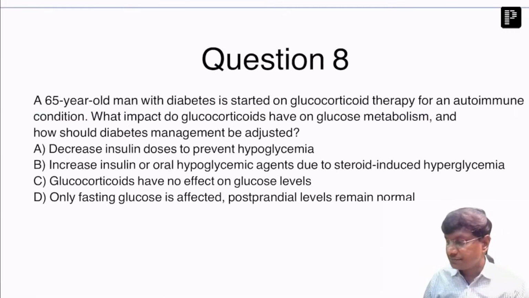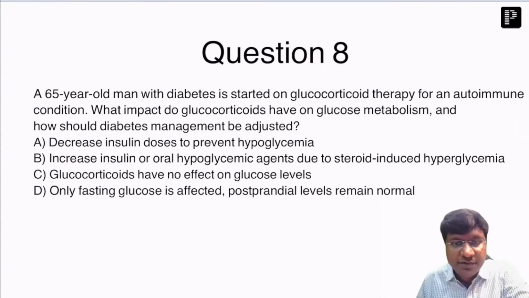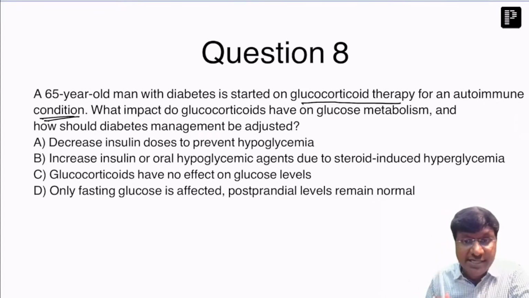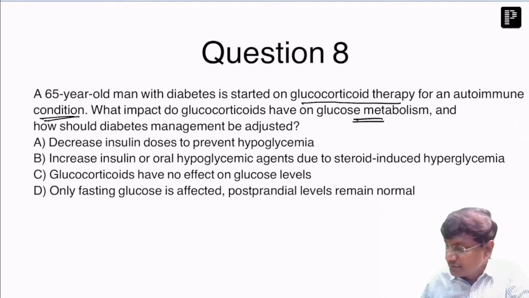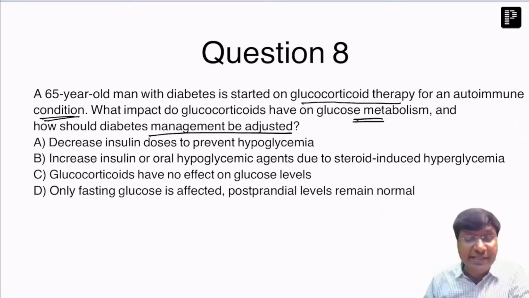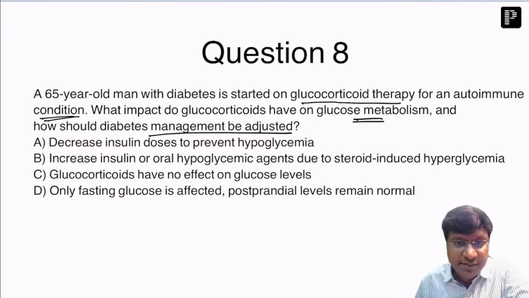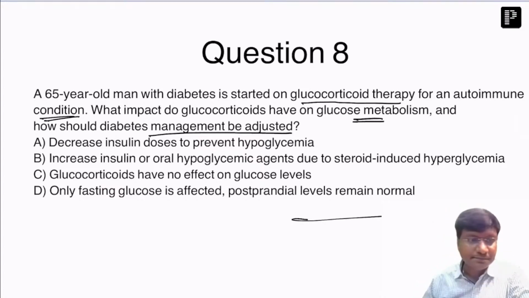Okay, next question. A 65-year-old man with diabetes is started on glucocorticoid therapy for an autoimmune condition. What impact do glucocorticoids have on glucose metabolism, and how should diabetes management be adjusted when the individual is on steroid therapy? Decrease insulin dose to prevent hypoglycemia, increase insulin or OHA due to steroid-induced hyperglycemia. Glucocorticoids have no effect on glucose levels. Only fasting glucose is affected. Postprandial levels remain normal. What is the correct statement? When the patient is on glucocorticoid therapy, what is the treatment?